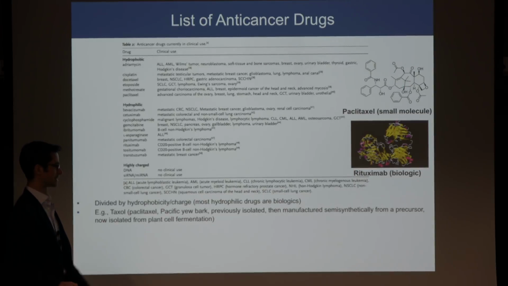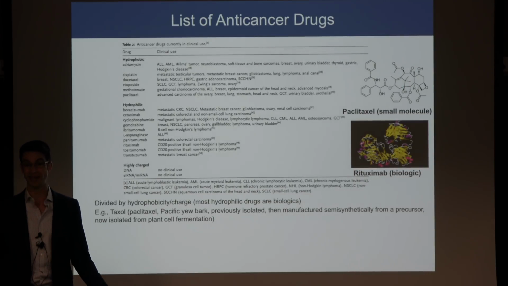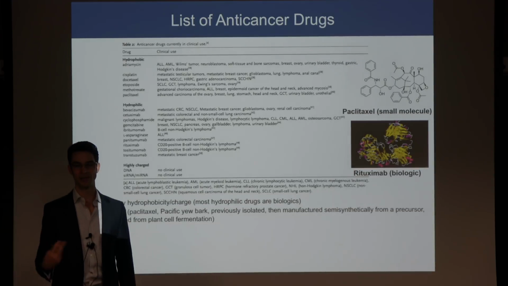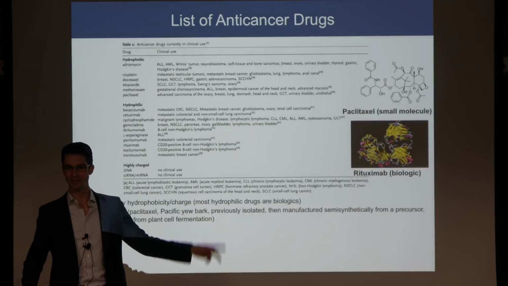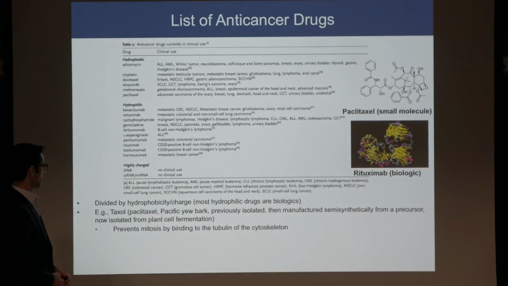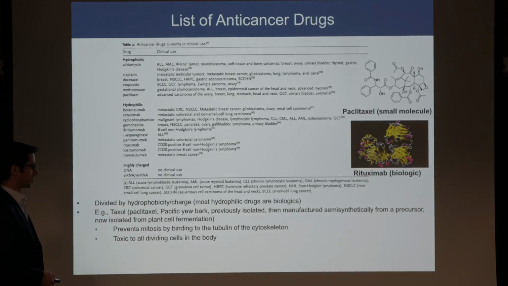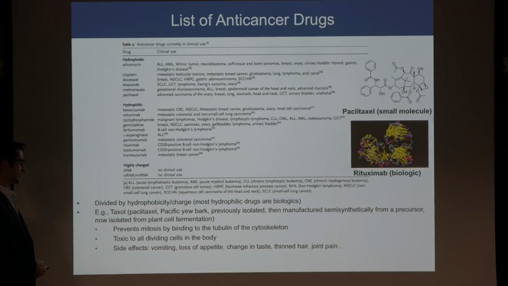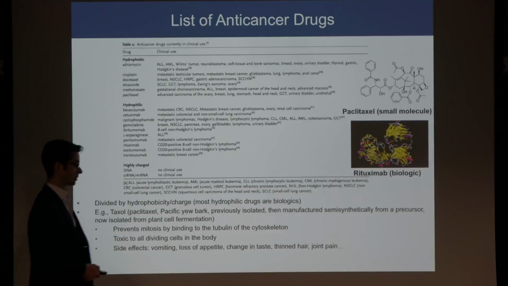They don't have to farm them because it's not really sustainable to do it. You use the stuff faster than you chop them down because it takes a long time for the tree to grow. So it's not even sustainable for their life-saving purposes. So now it's actually isolated from plant cell fermentation. You ferment the plant cells, they produce the Taxol, then you separate the Taxol from it. And it prevents mitosis by binding to the tubulin of the cytoskeleton, and it's toxic to all dividing cells in the body, and as a result of its non-specificity, it produces a lot of side effects that are well known in people that are under a chemotherapy regimen.